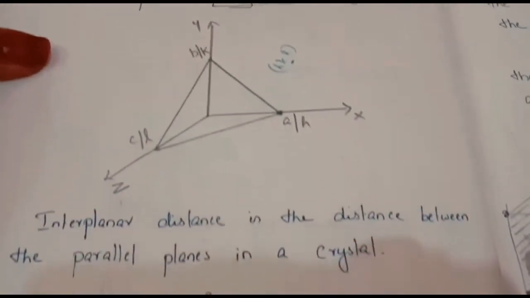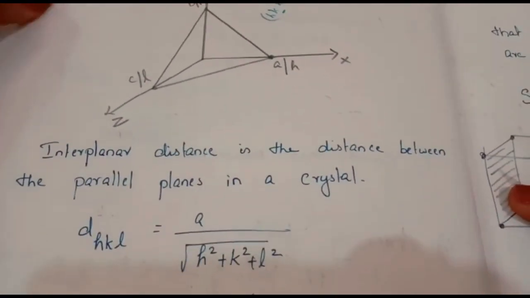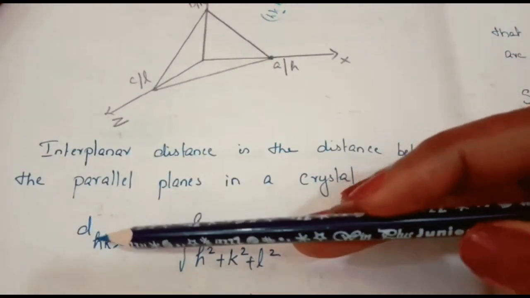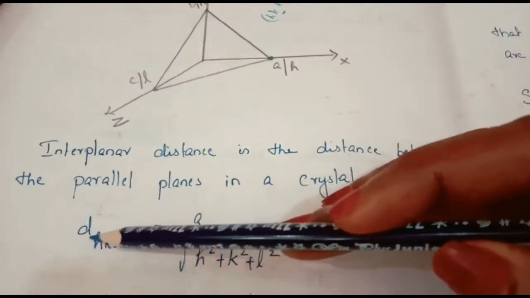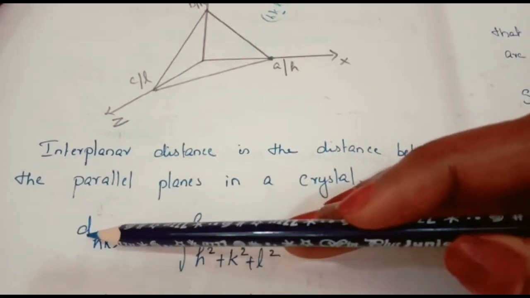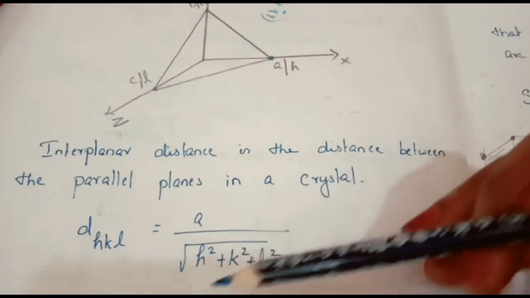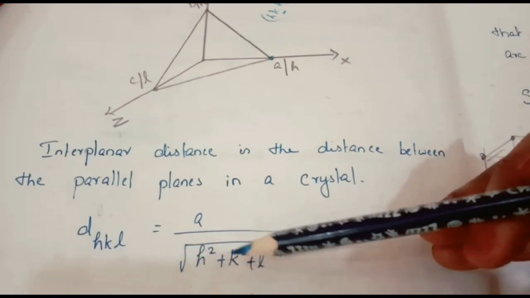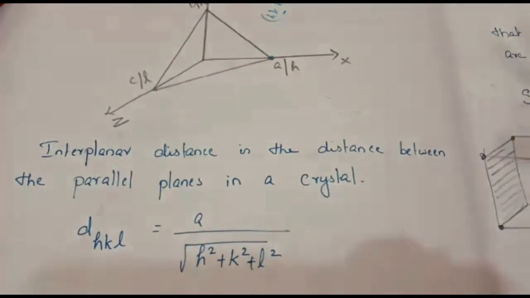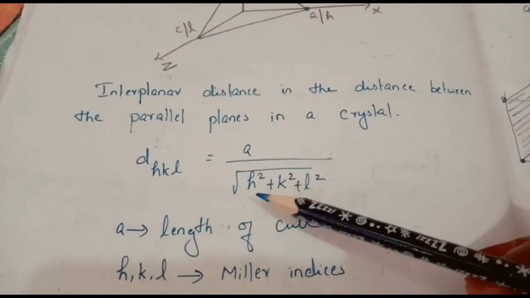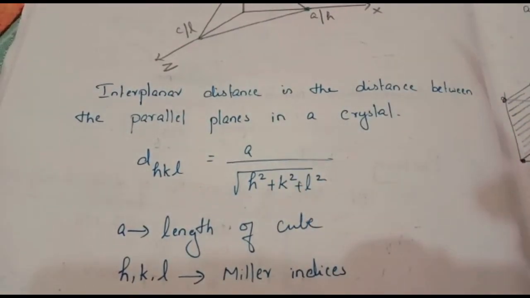Now we will study the formula for finding the interplanar distance. The interplanar distance d_HKL is denoted as D. d_HKL equals A divided by the root of H square plus K square plus L square, where A is the length of the cube and H, K, L are the Miller indices. So interplanar distance is the distance between two parallel planes in a crystal.